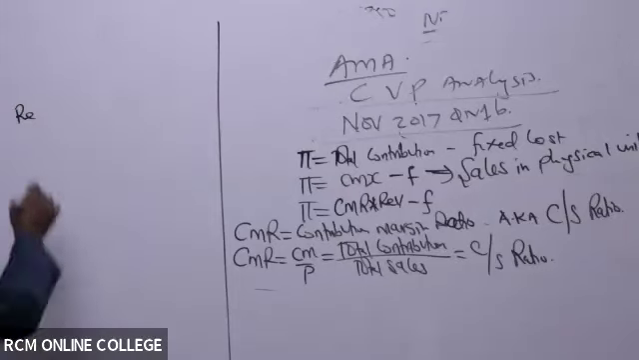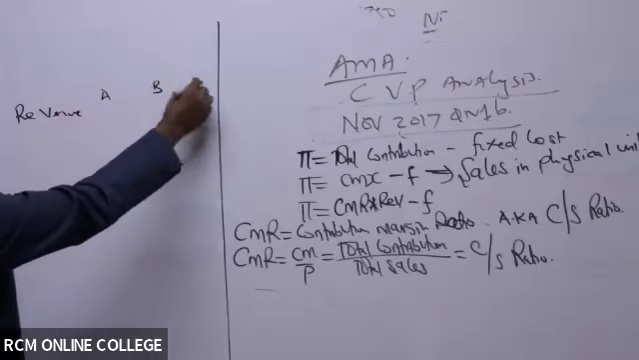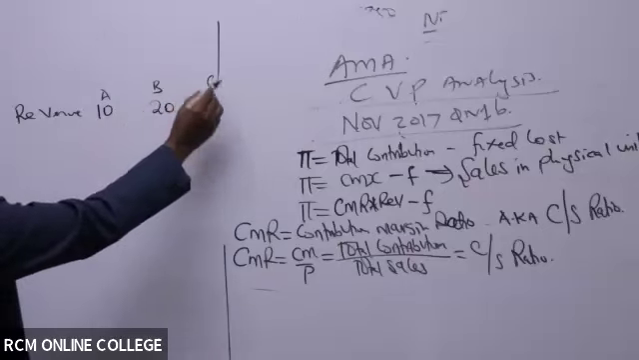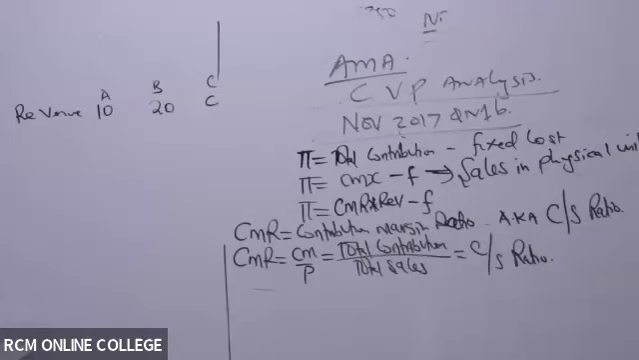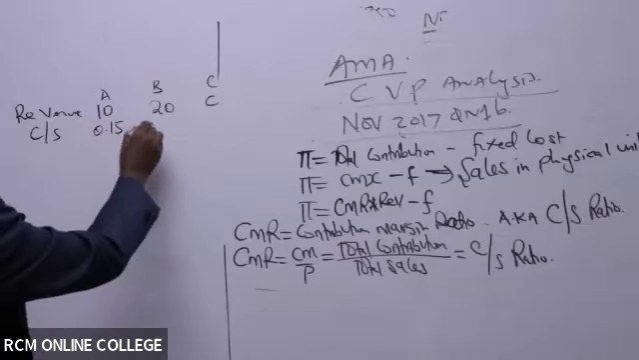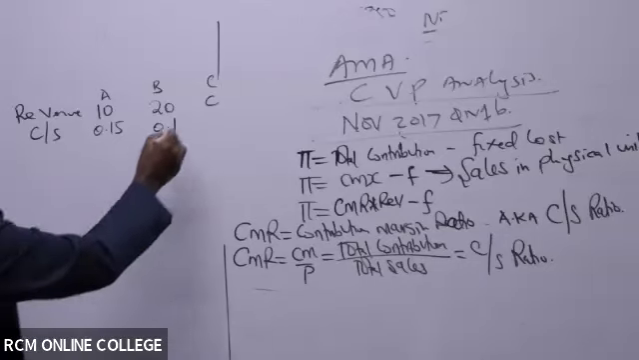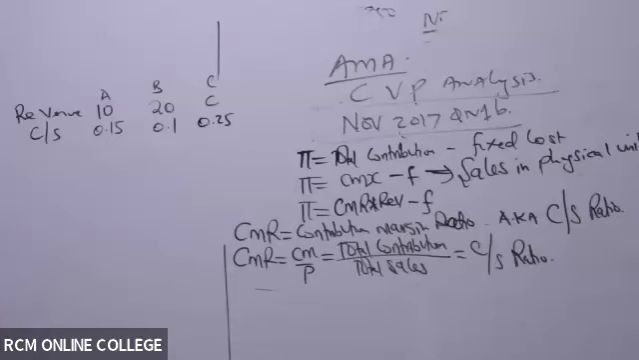So we have revenue for products A, B, C. Revenue here is 10 for A, and B is 20. It has already been given to us. Let's call it C. Then they have given me the CS ratio: 15%, which is 0.15, for A. We have B, which is 0.1. And then C, under additional information, they've given us that product C will generate a CS ratio of 0.25.